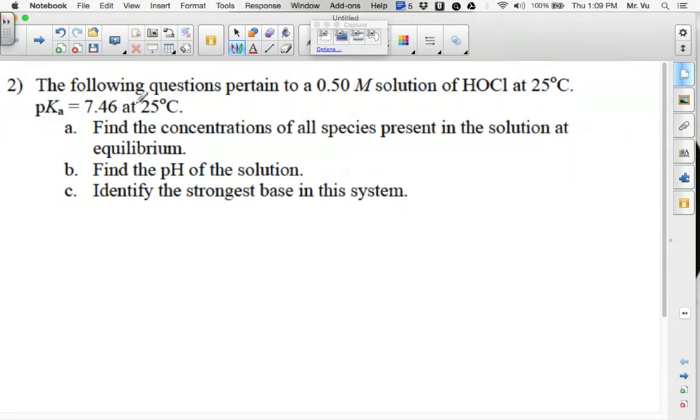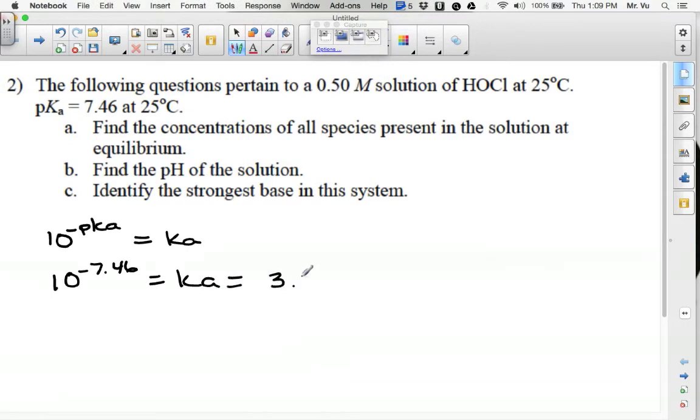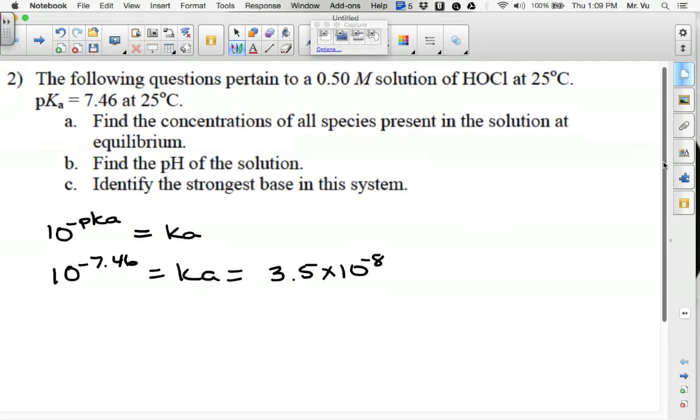I'm going to change it to Ka so it's a lot easier to work with. So I know that 10 to the negative pKa should equal my Ka. That means 10 to the negative 7.46 should equal my Ka, right? And that Ka, I put in the calculator, should be 3.5 times 10 to the negative 8. I'm going to hold that off for a little bit because I'm going to use it later in my chart.